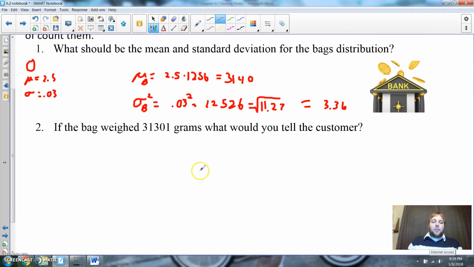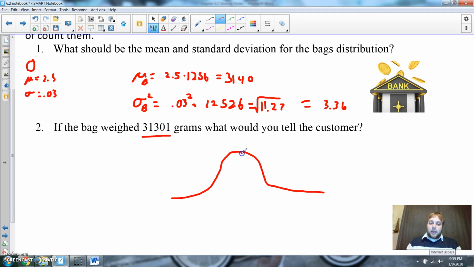Alright, so if the bag weighed this many grams, what would you tell the customer? So I'm going to draw a little normal curve here. Now this is the curve. Oh my goodness, I've got a mouse. You got to forgive me, guys. That's the best I can do.